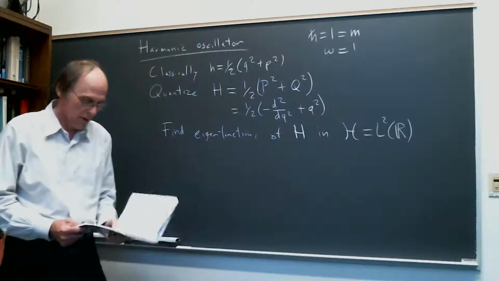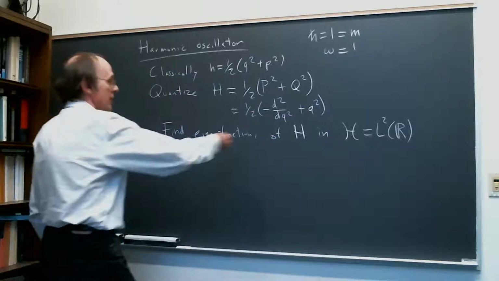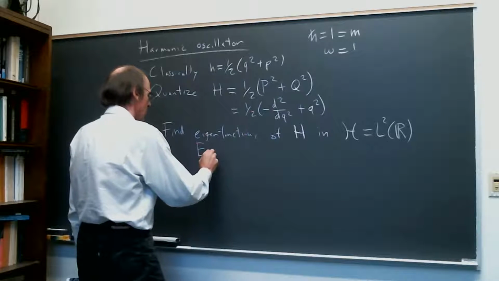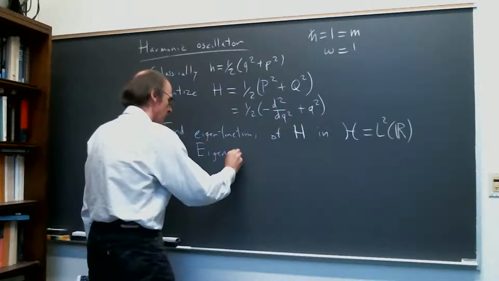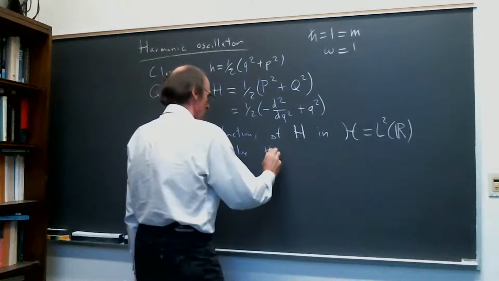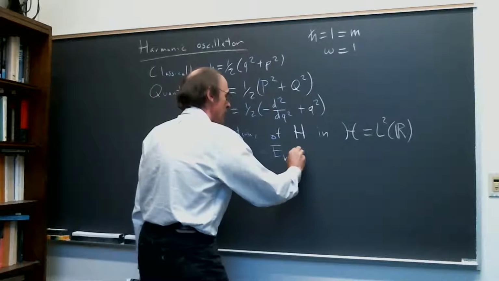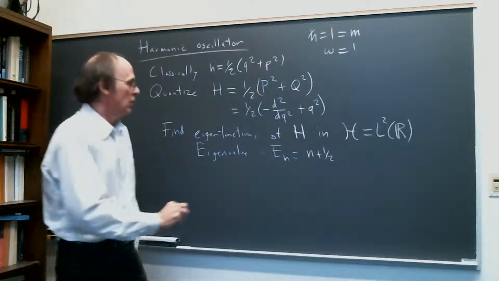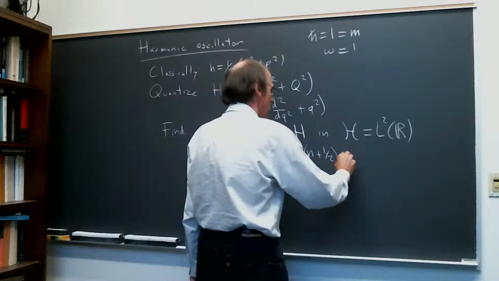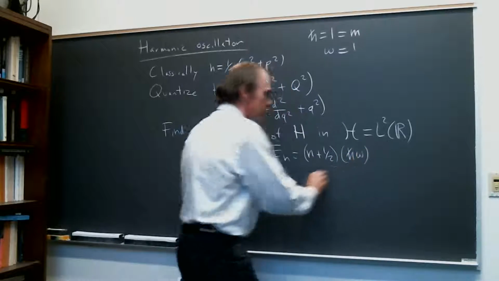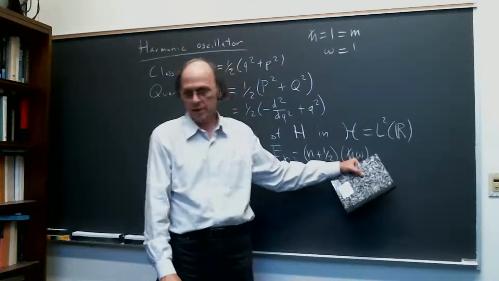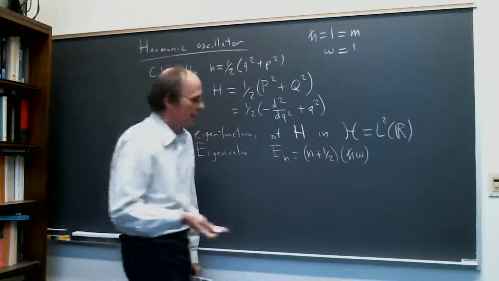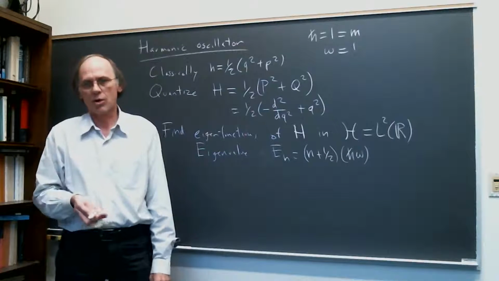Okay. Then the answer is that the energy eigenvalues are numbers E_n, which is n plus a half, and if you want, you can put in h bar omega here. So these are the so-called quanta of energy, and in some sense maybe this problem is the really fundamental reason why it's called quantum theory.